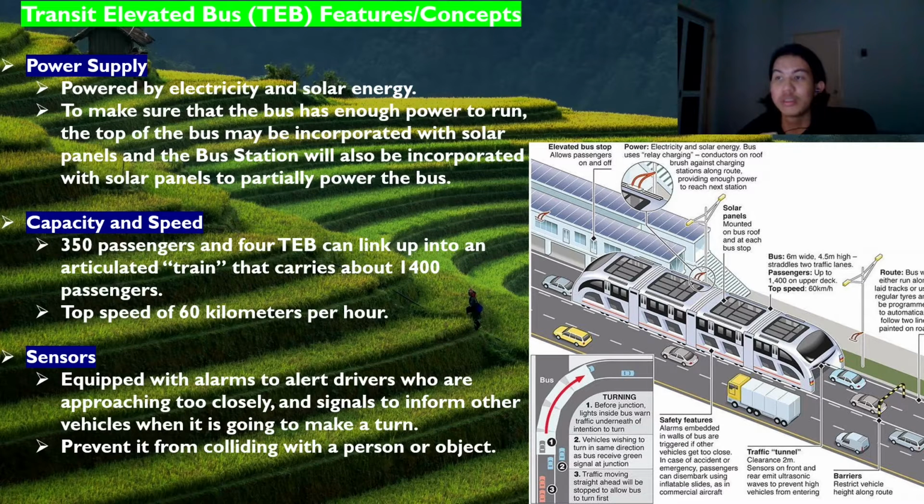In terms of capacity and speed, the capacity of the bus is about 350 passengers, and 4 transit elevated buses can link up into a connected train that carries over 1,400 passengers. Aside from that, the bus can travel at a top speed of 60 km per hour. The bus will also have sensors. It will be equipped with alarms to alert drivers who are approaching too closely, and signal to inform other vehicles when it is going to make a turn. The sensors will also prevent it from colliding with a person or an object.